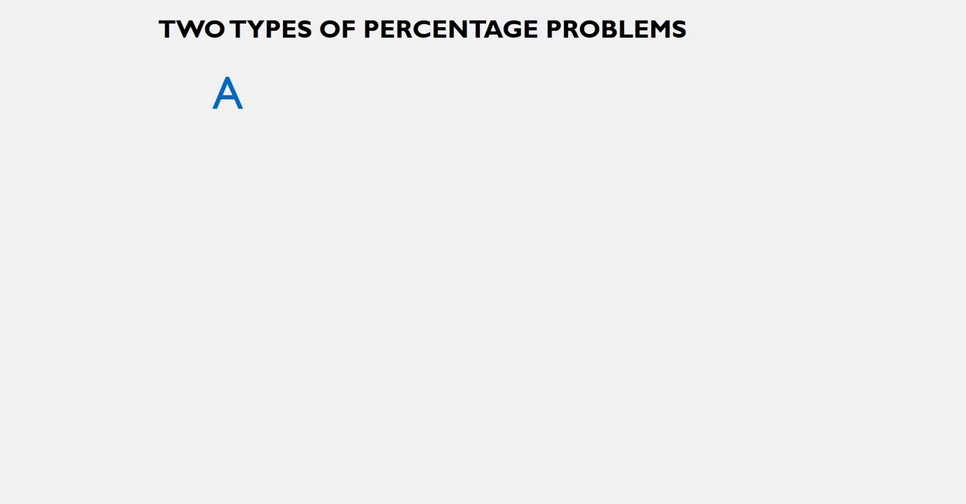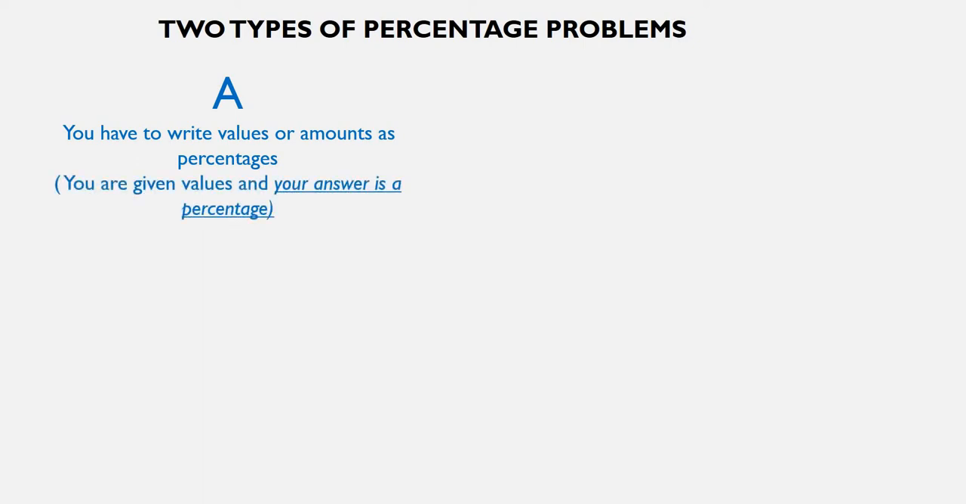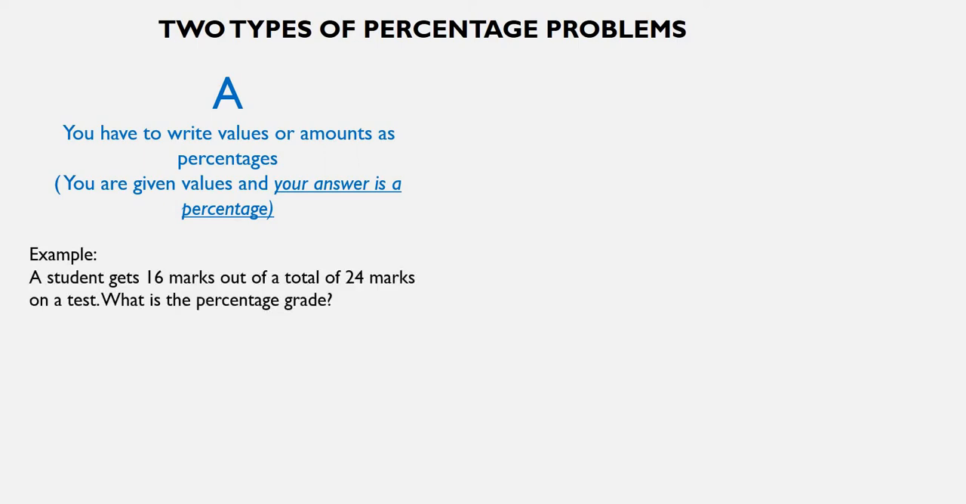I'm going to call it type A for when you have to write a value or amount as a percentage. So basically, you're given values and your answer is a percentage. An example of this might be a student gets 16 marks out of a total 24 marks in a test. What is the percentage grade? 16 out of 24 might be a bit hard to visualise, but we all get used to understanding things out of 100. We can see where they are.